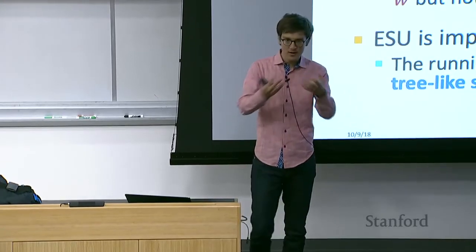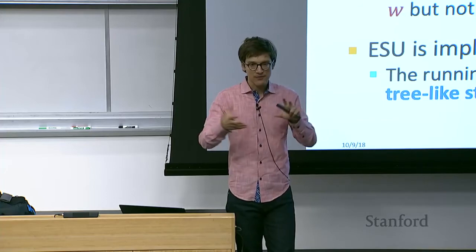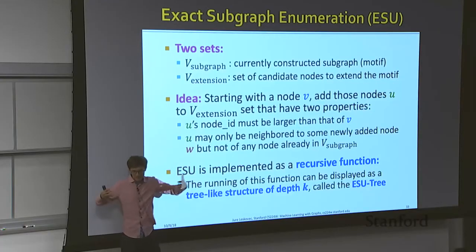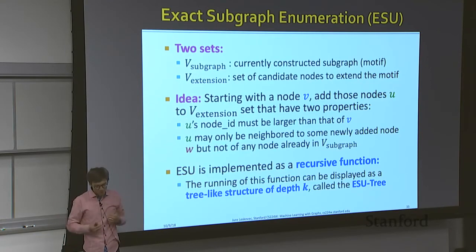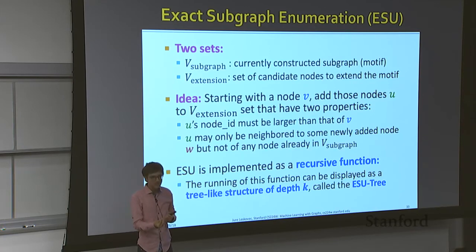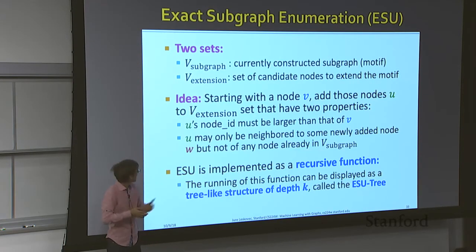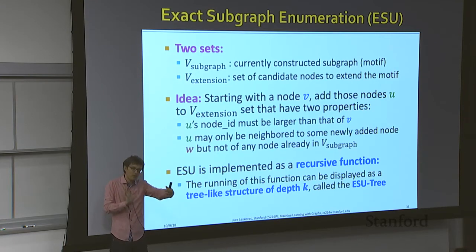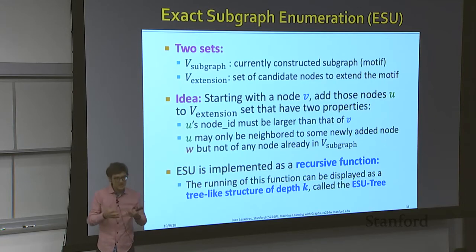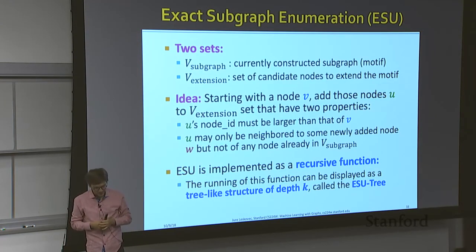And this will be a recursive algorithm where we will have 2 sets. We will have a subgraph that we have built so far, and we will then have a set of nodes that will tell us where we can extend this subgraph. Okay, so we will be building this V subgraph from 1 node to 2 nodes, 3 nodes, and so on. V subgraph will be the subgraph we have already built, and V extension will be a set of nodes to which we can further extend this subgraph to make it 1 node bigger.